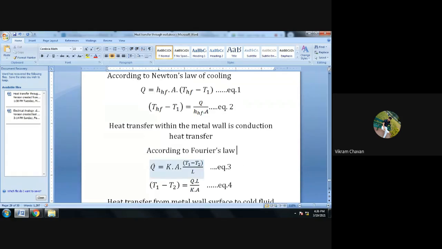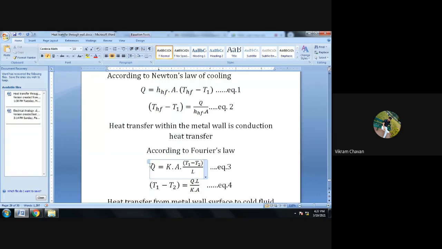So according to Fourier's law, we can write the equation as Q is equal to K multiplied by area multiplied by T1 minus T2 divided by L, where K is the thermal conductivity of that particular wall, A is the perpendicular surface area for the heat transfer, T1 minus T2 is the temperature difference between the two surfaces, and L is the thickness of that particular wall. Okay, so this is our Fourier's law we have applied for the heat transfer within the metal wall.